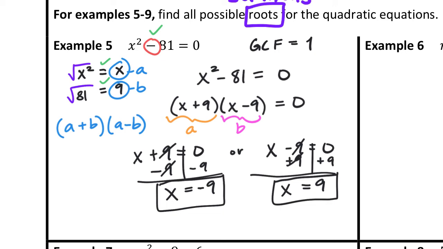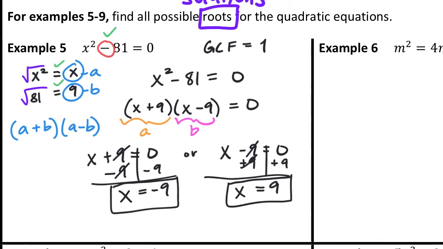Right, so my two solutions are 9 and negative 9. And of course we can check them, right? What's 9 times 9? 81. What's 81 minus 81? That'll give me 0. Same thing with negative 9. What's negative 9 times negative 9? That's 81. 81 minus 81, that also equals 0. So we got two answers for x.